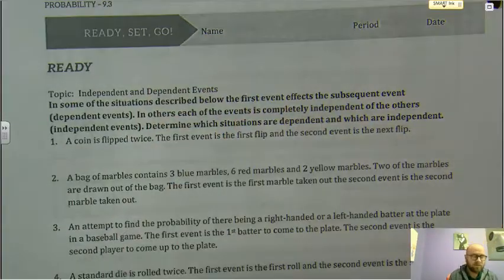Okay, so let's go ahead and look at the topics it wants us to look at here. In some of the situations described below, the first event affects the subsequent event, which is dependent, and other events are completely independent of the others. Determine which situations are dependent and which are independent. So all that I'm asking you to do here is to describe whether it's independent or dependent. Okay, so let's go ahead and look at these.